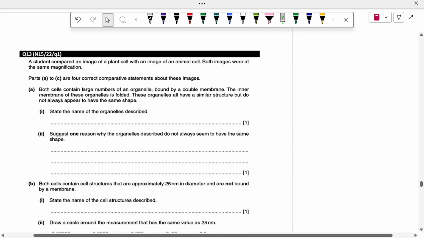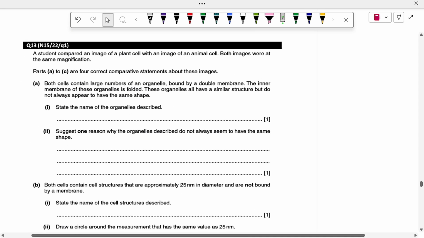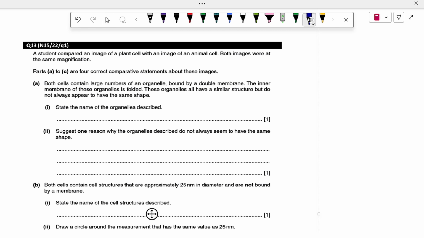Next question. A student compared an image of a plant cell with an image of an animal cell. Both images were of the same magnification. Part A to C are four comparative statements about these images. Both cells contain large number of an organelle bound by a double membrane. The inner membrane of these organelles is folded. These organelles all have a similar structure but do not always appear to have the same shape.